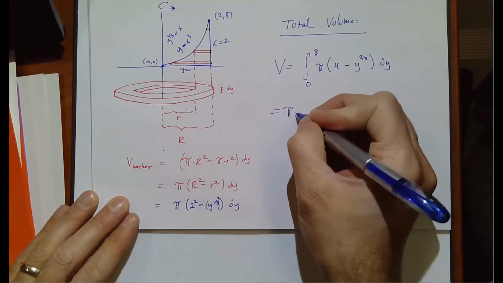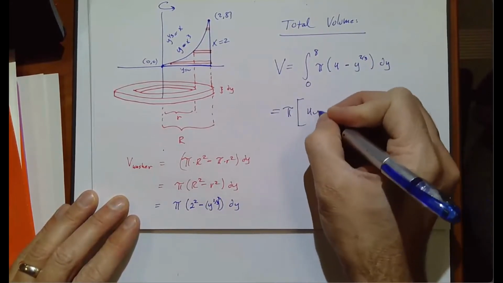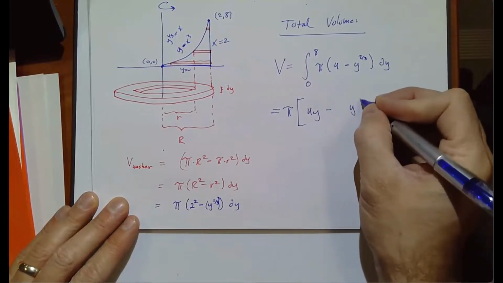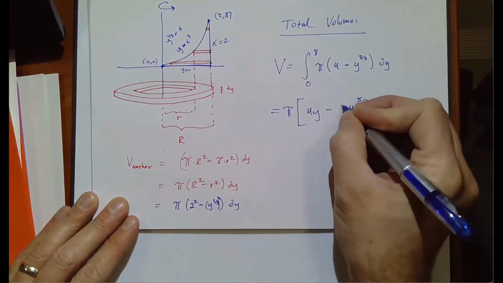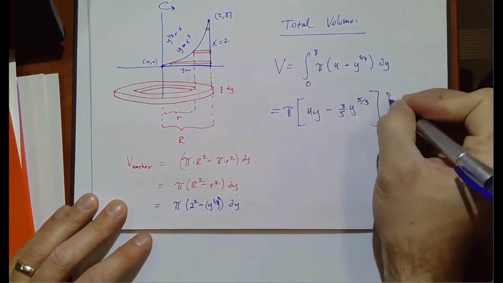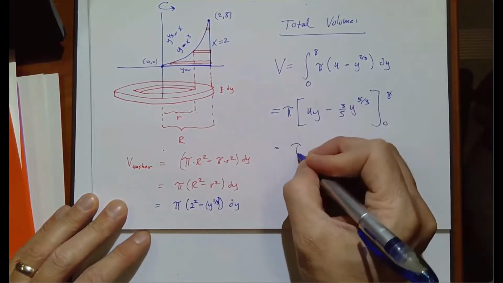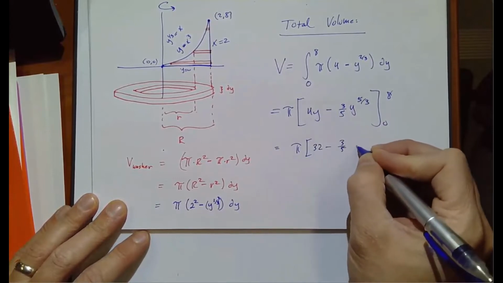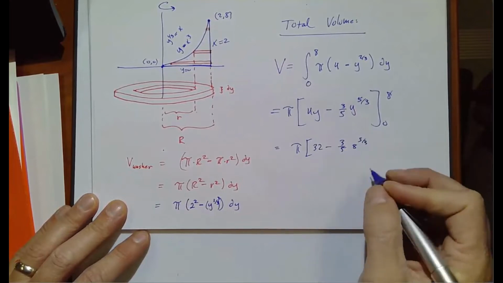Calculating this, the integral of 4 is 4y. The integral of y to the 2/3 is y to the 2/3 plus 1, divided by 2/3 plus 1, which is like multiplying by the reciprocal, from 0 to 8. Okay, let's plug those in. We get pi times 4 times 8, which is 32, minus 3/5 times 8 to the 5/3, which is, guess what? 32.